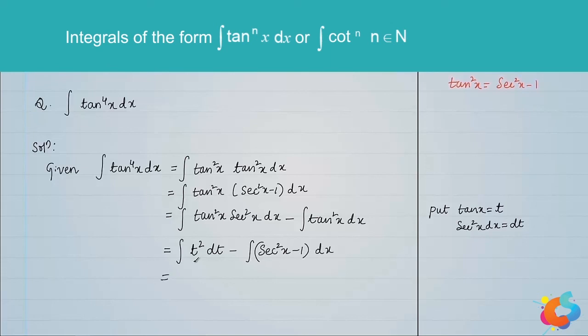So this is the first integral. Integration of t square is t cube by 3. I'll replace that t as tan x. So I'll get tan x the whole cube by 3 minus integration of secant square x is tan x, minus into minus is plus, integration of 1 is x, followed by the constant c.